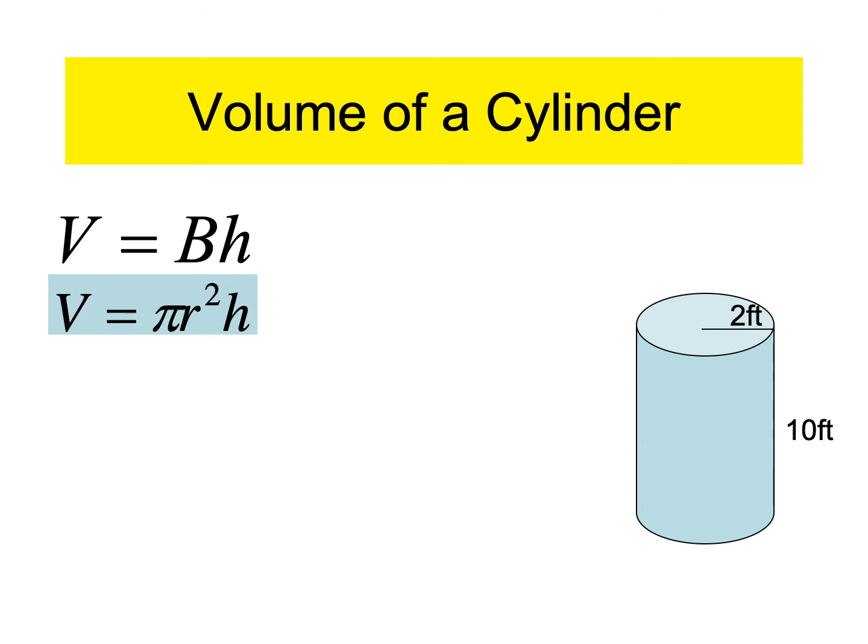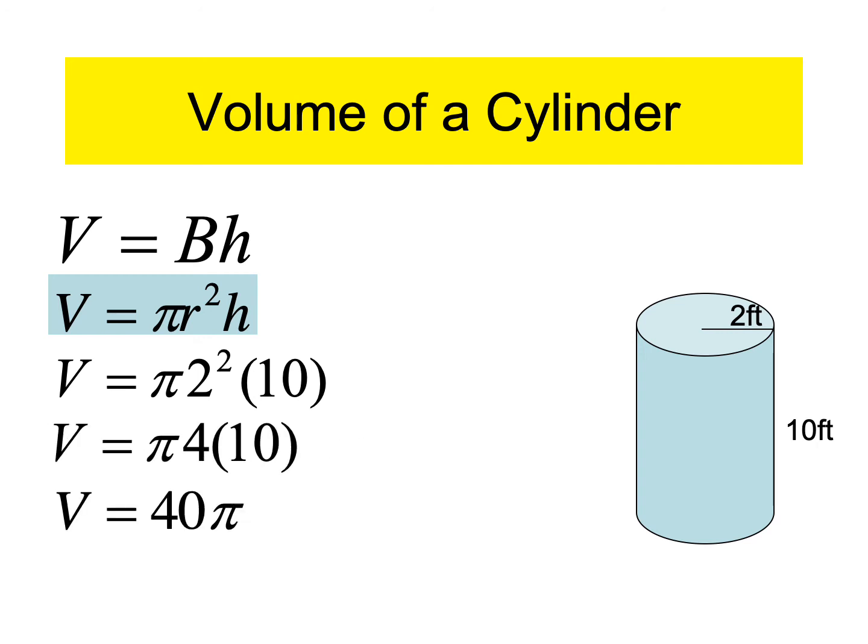Let's look at our cylinder. It appears that the radius is 2 and the height is 10. Now be careful here. This doesn't mean 2 times 2. By PEMDAS or GEMDAS, we need to do 2 squared first. That means 2 written twice. 2 times 2 is 4. 4 times 10 is 40. And so the volume is equal to 40 times pi.